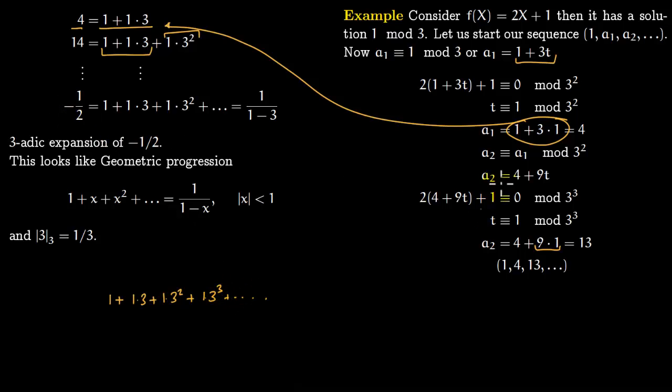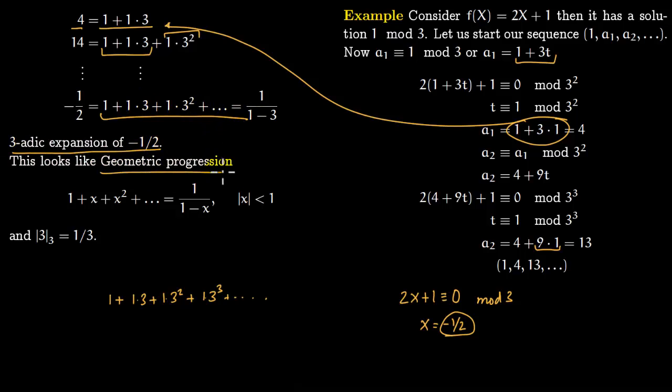And as we said before, we are talking about this equation 2x plus 1 equivalent to 0 modulo 3. So we are doing an expansion of minus half. So in the end you get minus half, which is 1 plus 1 times 3, and so on. Now this should remind you of a geometric progression. So this is a 3-adic expansion of minus half. This reminds us of a geometric progression like this.